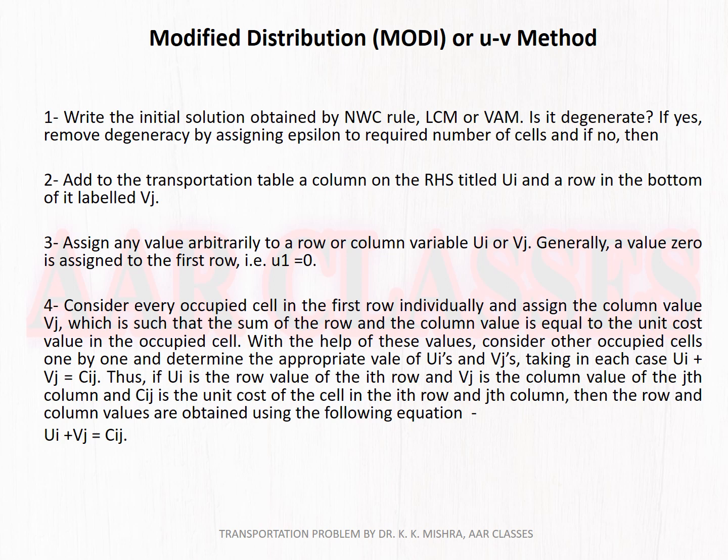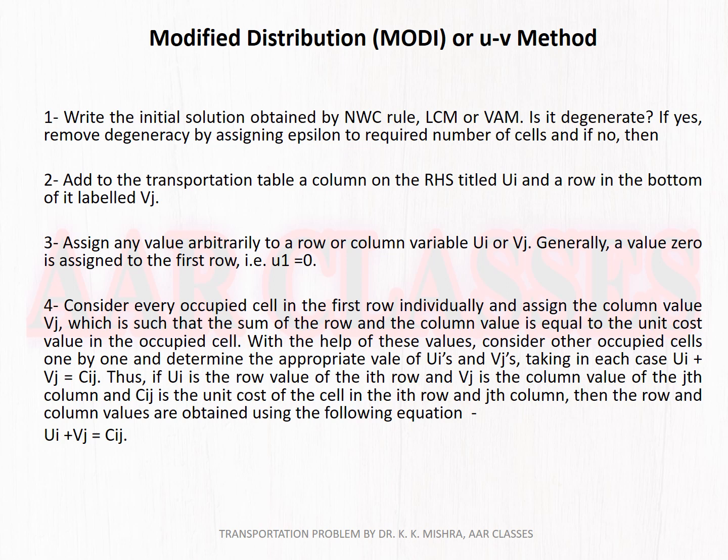Third, assign any value arbitrarily to a row or column variable Ui or Vj. Generally, a value 0 is assigned to the first row, that is U1 is equal to 0. Fourth, consider every occupied cell in the first row individually and assign the column value Vj, which is such that the sum of the row and the column value is equal to the unit cost value in the occupied cell. With the help of these values, consider other occupied cells one by one and determine the appropriate values of Uis and Vjs, taking in each case Ui plus Vj equal to Cij.